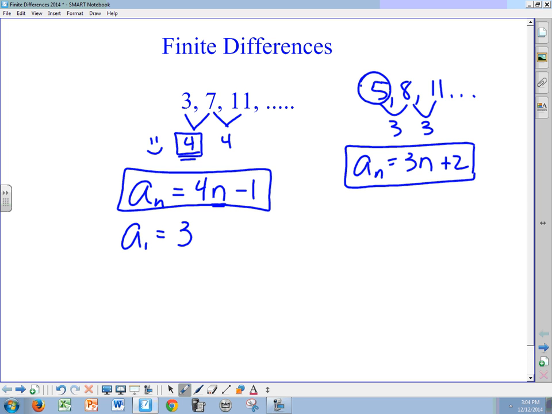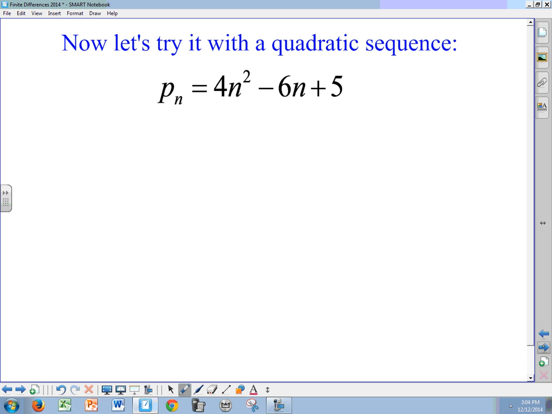So let's go one step deeper in this one. Let's take a look at a quadratic sequence. In this case, we'd like to list out what the terms are. So let's try this one with p sub 1. In this case, if I plug in a 1 for n, I would get 4 minus 6 plus 5, which comes out to be 3. And then p sub 2 is going to be plugging in a 2 for n, which is going to end up being 16 minus 12 plus 5. All right, and in that case, I'm going to get a 9.